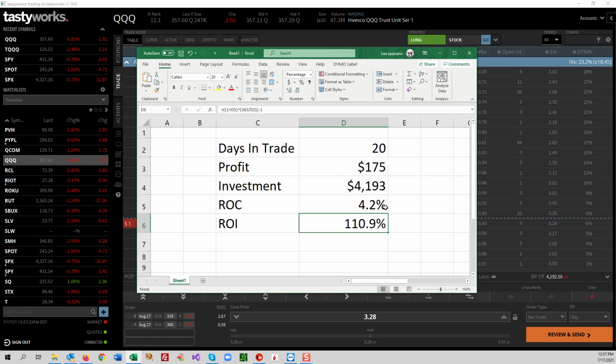So we've compared taking this trade off early compared to leaving it on until expiration. So if you're thinking about closing out your trades or rolling them forward a month or whatever you do to prevent gamma risk or whatever, you can see that it actually improves your ROI instead of hurting your ROI.